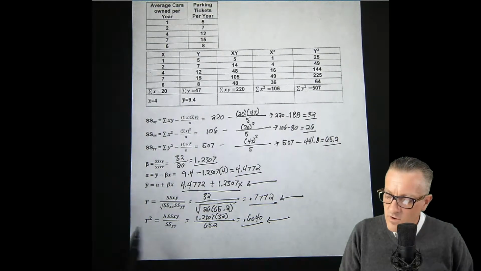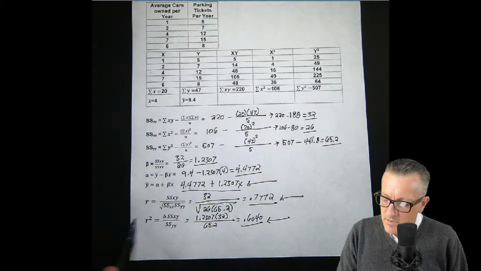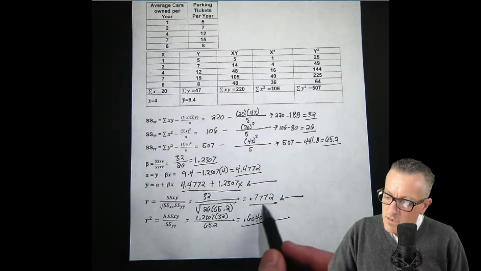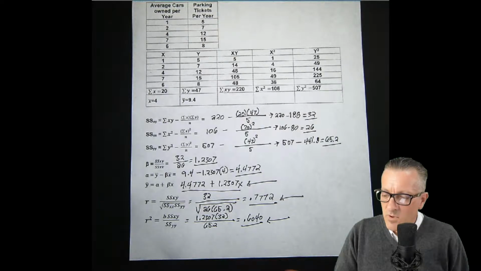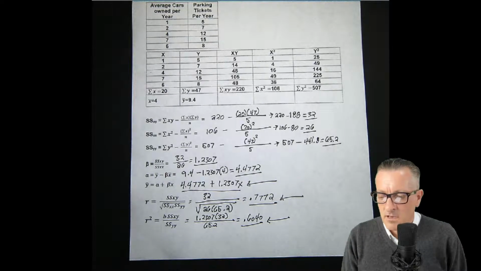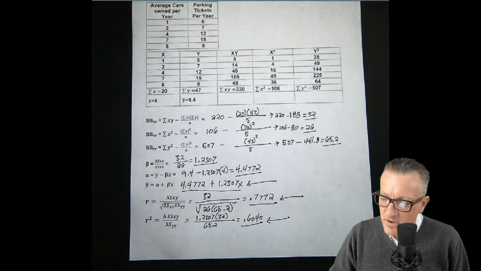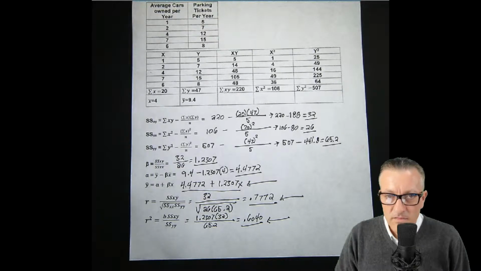Okay, so the r right here represents the strength of the correlation, so it's 0.7772. A perfect correlation is 1, and a perfect negative correlation is -1, and then this is our line. We could actually plot everything out. So now let's take a look at the calculator.